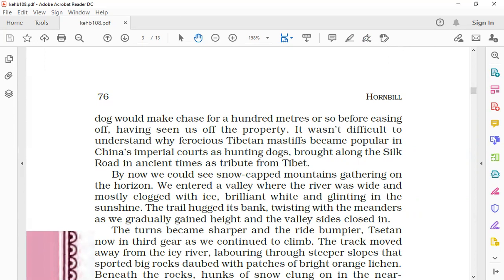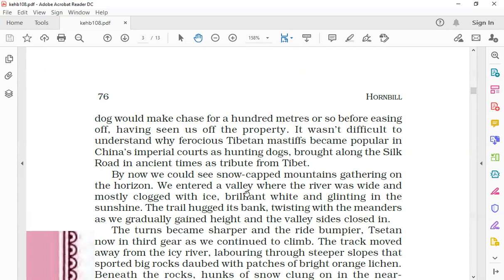It wasn't difficult to understand why ferocious Tibetan mastiffs became popular in China's imperial courts as hunting dogs, brought along the Silk Road in ancient times as tribute from Tibet. So author kya kehte hain ki ye jo mastiff hain, ye jo dogs hain, they became popular in China's royal court as hunting dogs. So unke is ferocious nature ki wajah se these dogs were very popular in China, and they were brought along the Silk Route as a tribute in ancient times from Tibet. So, as a tribute, ये जो थे dogs, ये लाए गए थे दूसरे इलाकों में, और इस तरह से ये बहुत famous थे, and they became an important part of this China's royal court.